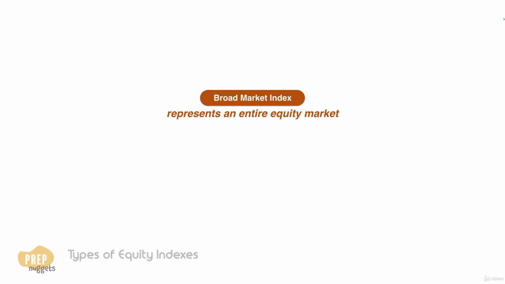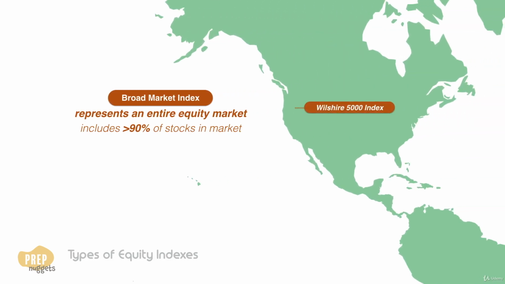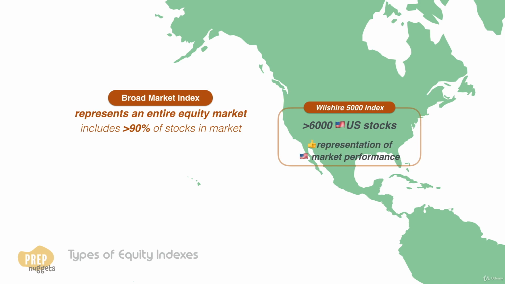A broad equity market index, as its name suggests, represents an entire given equity market and typically includes stocks representing more than 90% of the selected market. For example, the Wilshire 5000 index can be considered a broad market index as it contains more than 6,000 US stocks. It's a good representation of the overall performance of the US equity market.